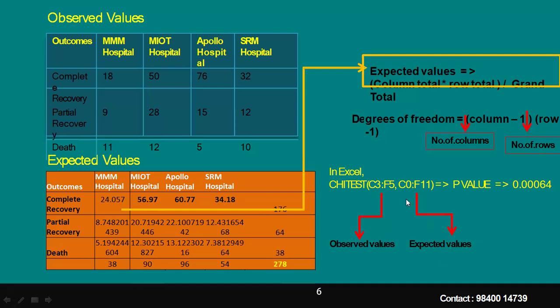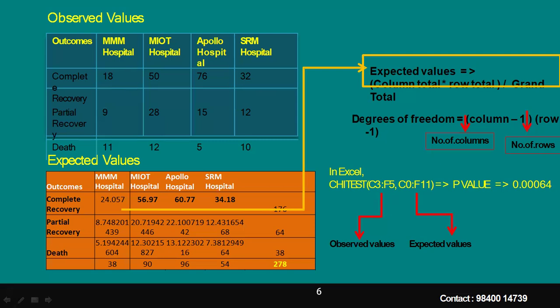Okay. So in Excel, we have the CHITEST function. What you need to do is select all the values. Pretty simple there in Excel, right? Comma, all the actual values. So C3 colon F5 is this one. All the values are your actual or observed values, comma, then select all the expected values. It will give you the p-value, 0.00064.